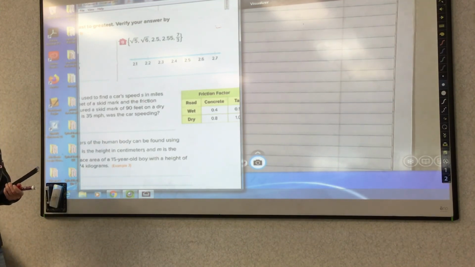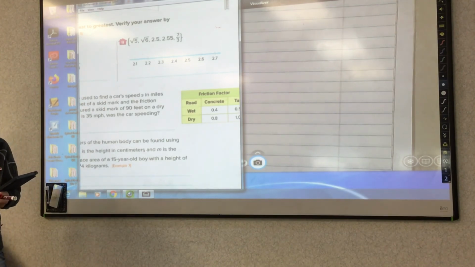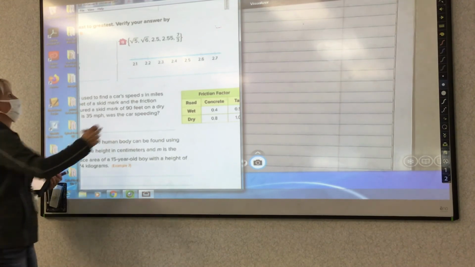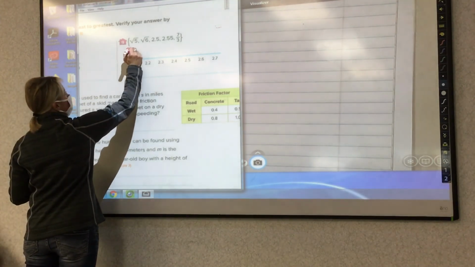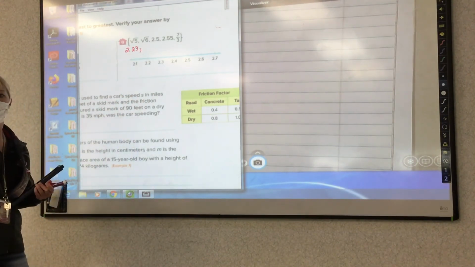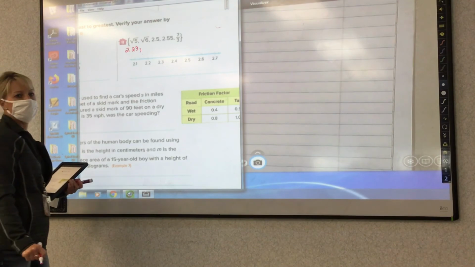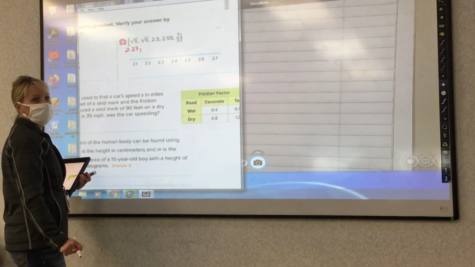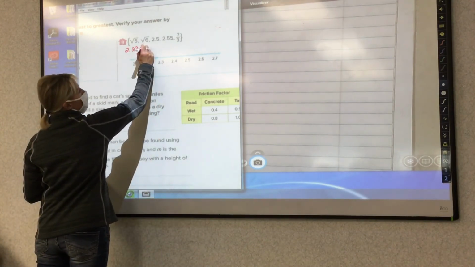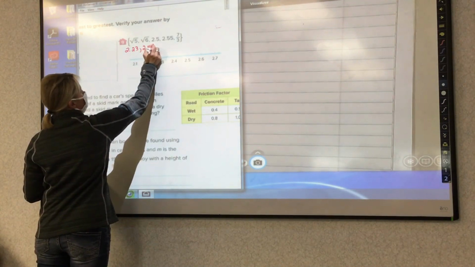What's the square root of 5? 2.23. 2.23, that's probably far enough. Square root of 6, Caleb, what is it? Do it on your calculator. Kat, what do you have for the square root of 6? Say it louder. 2.449. Okay, we can probably stop there.